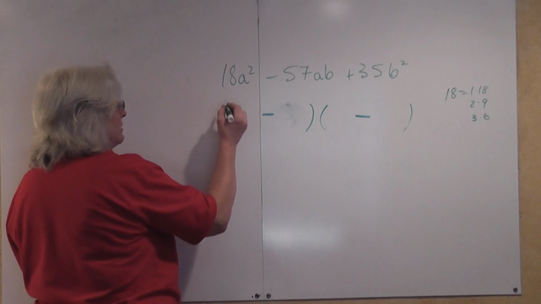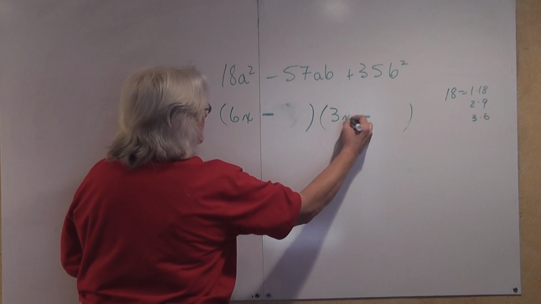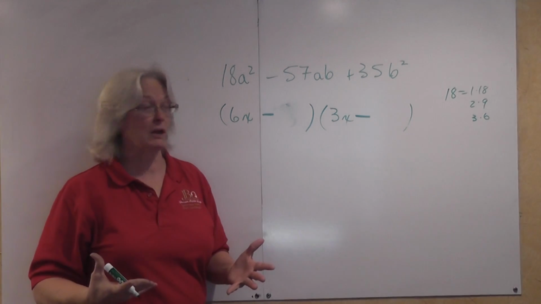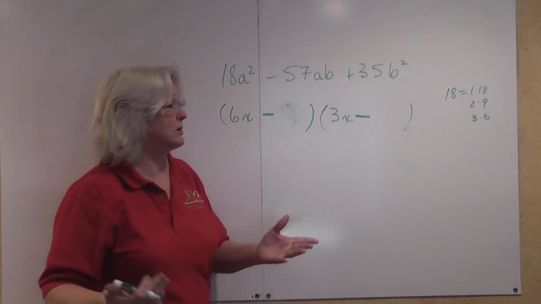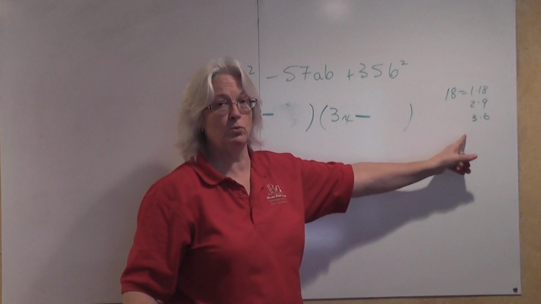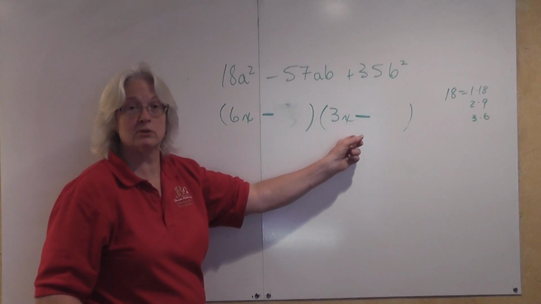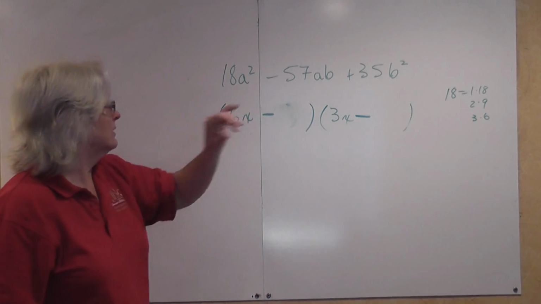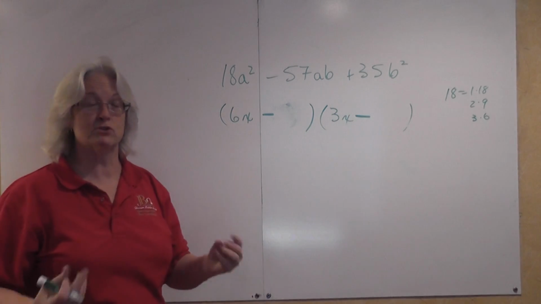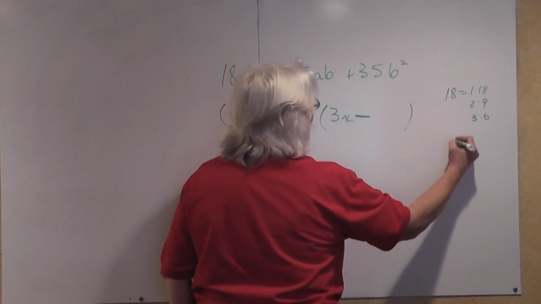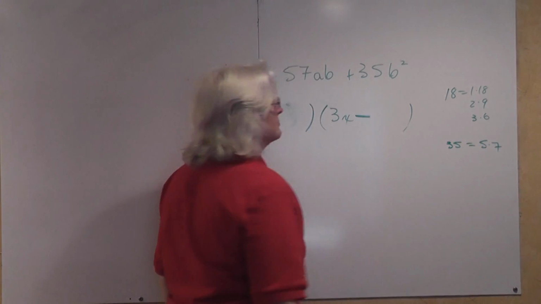So I'm just going to go ahead and arbitrarily begin with my first terms being 6x and 3x. Could you have started with 18x and x, or 9x and 2x? Sure. You pick whichever one of these pairings you want to. In my experience, these come up with the answer most frequently. Now, how can I factor 35? Well, at least 35 is easy. There's only one way that you factor 35. 35 factors into 5 times 7.